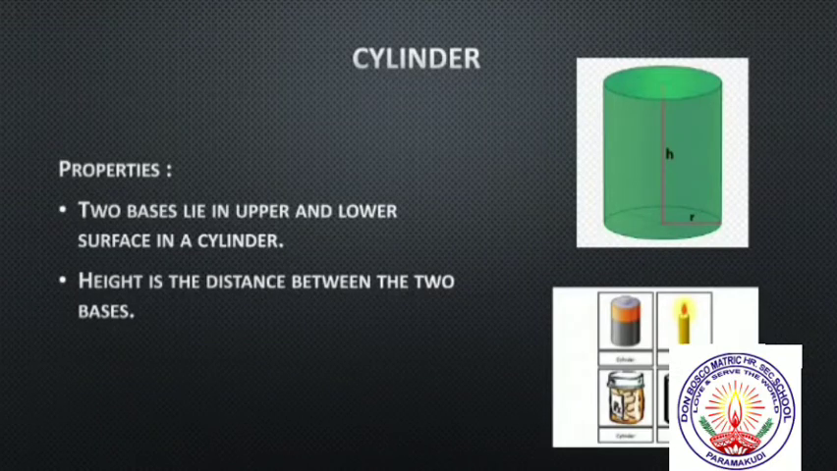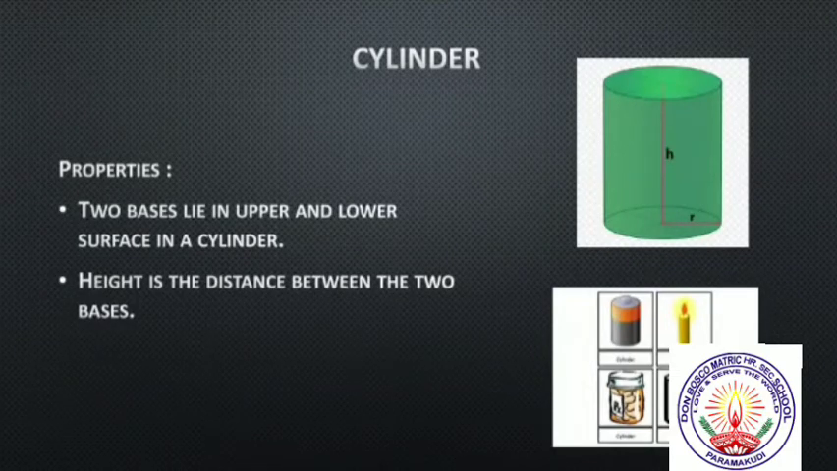Cylinder. Cylinder is also a 3D shape. What is cylinder? A cylinder is a 3-dimensional shape with 2 rounded shapes at either end and 2 parallel lines connecting the round ends.